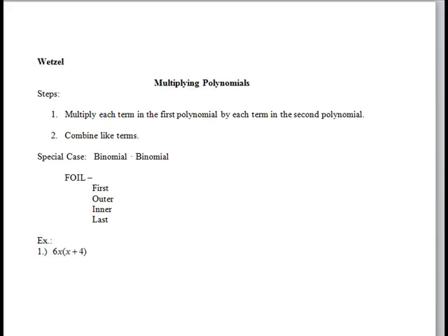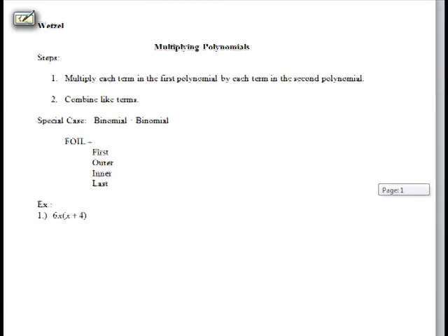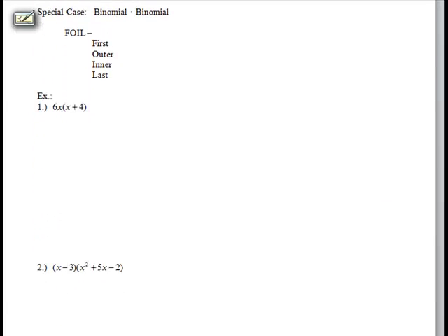Multiplying polynomials. To multiply two polynomials together, you simply multiply each term in the first polynomial by each term in the second polynomial. Then you just go back and combine like terms. For an example, 6x times x plus 4. We only have one term out in front, 6x times everything inside the set of parentheses.